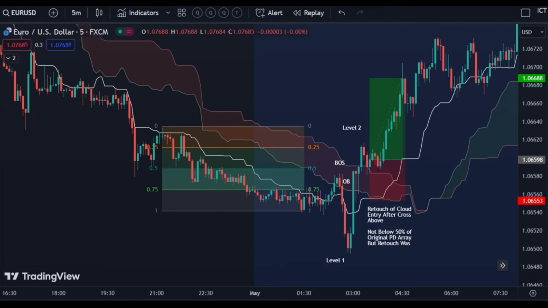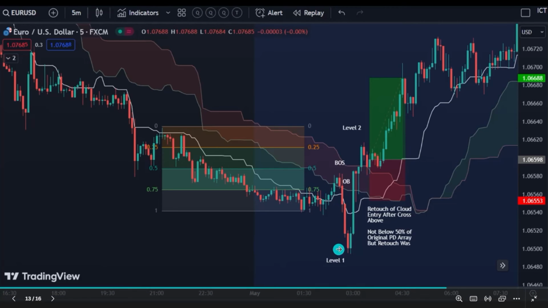Here we have the London session. We drew out our PD array. We look at our market maker model. You can count these here. This is level 3. And this is your Judas swing occurring when it should, which is during the London session.